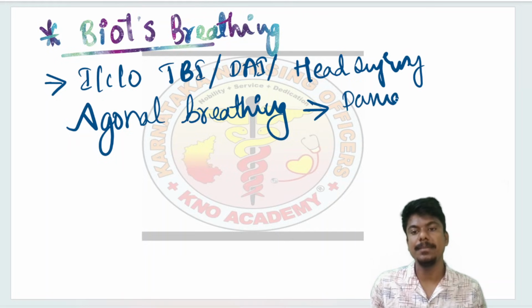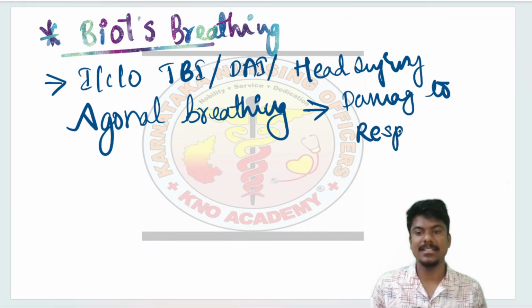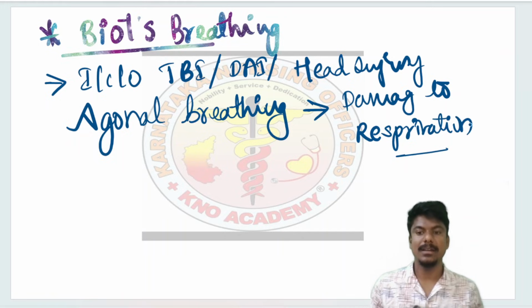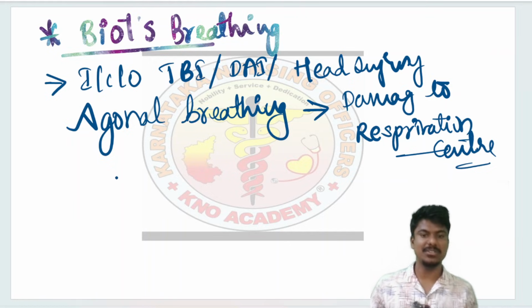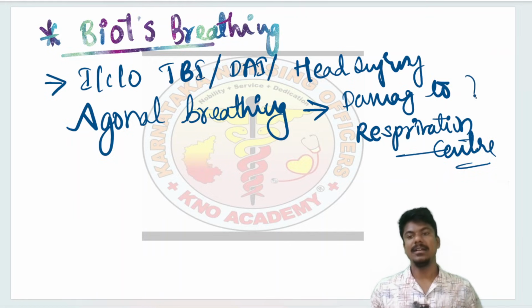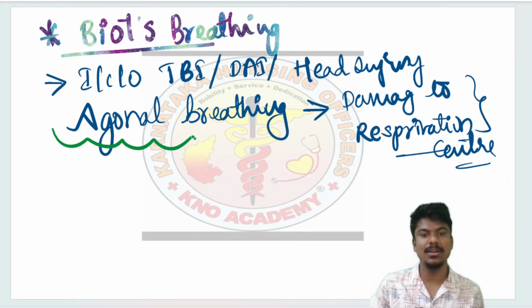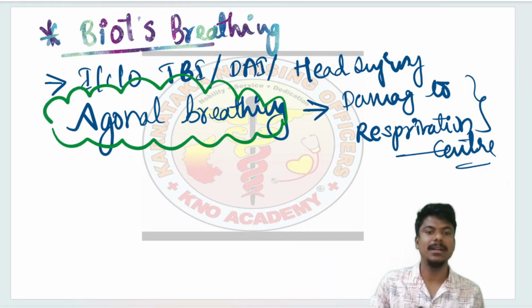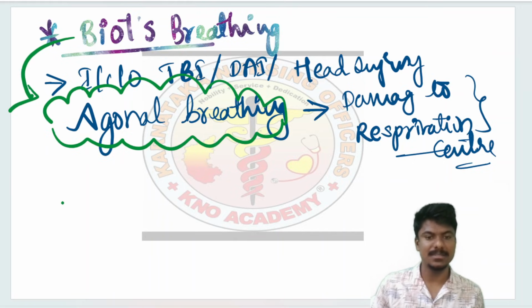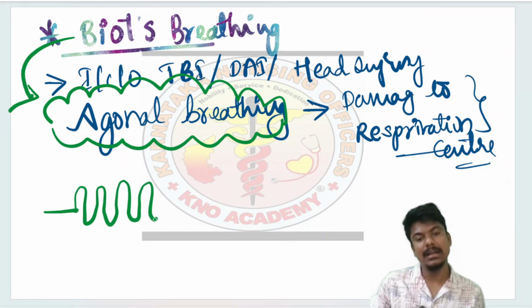We know the respiratory centers control the breathing pattern. So the respiratory centers are affected by the damage due to head injury, traumatic brain injury, diffuse axonal injury. Damage to the respiratory center in the brain will cause agonal breathing. Agonal breathing is nothing but Biot's breathing. Here, in the period of breathing, the same rate and depth will be there.